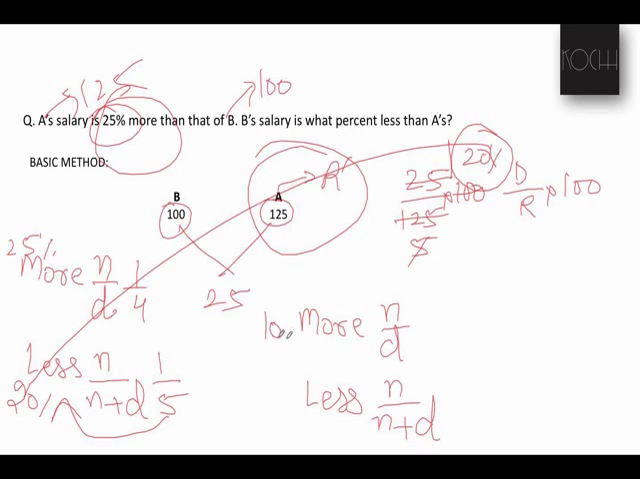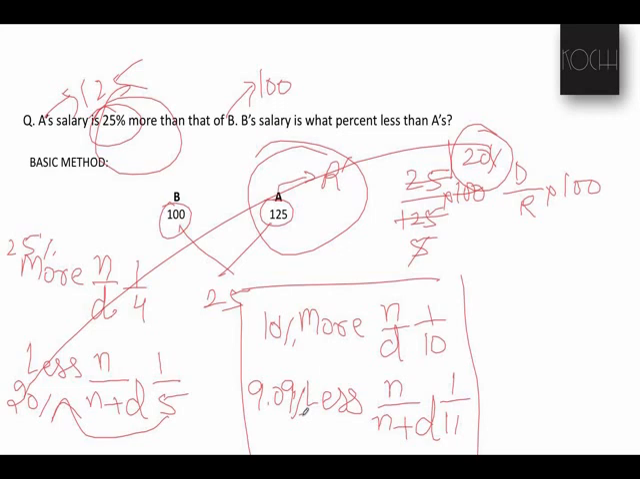Suppose the question says a value is increased by 10%. Now what is 10% in fraction terms? It's 1 by 10. Now what should be the less part? 1 by 11. What is 1 by 11? 9.09%. So suppose the price of sugar in a town goes up by 10%. So price is increased by 10%. What percent reduction must be done in the consumption to keep the expenses same?